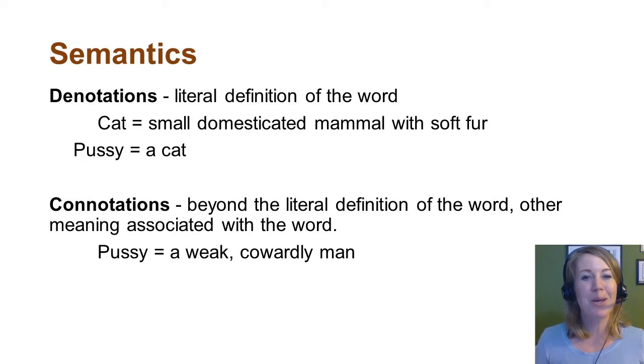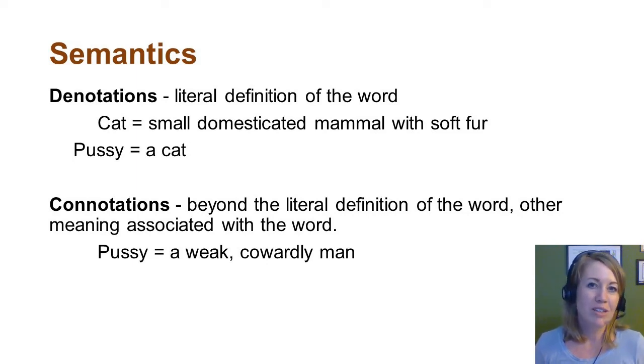The problem is we also have a lot of connotations. So that's the meaning behind the word that you might not find in the dictionary. Or what does it mean in our society? What does that word mean? So connotations are the meaning beyond the literal definition of the word, and there are other meanings associated with the word.